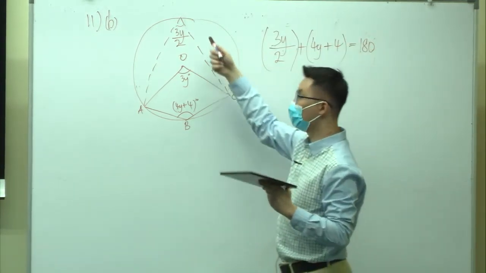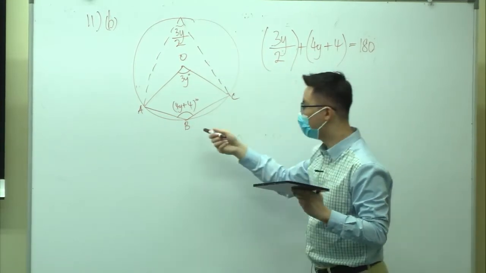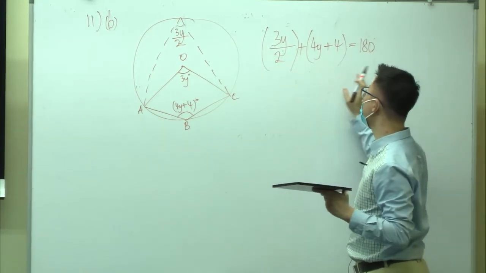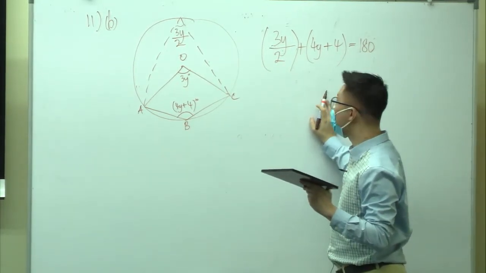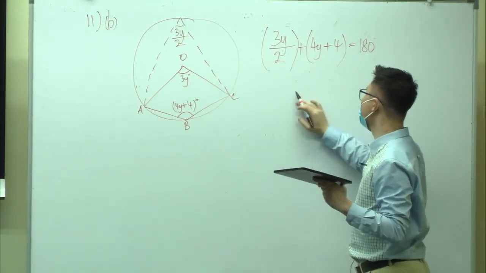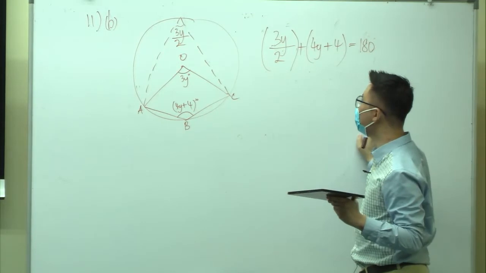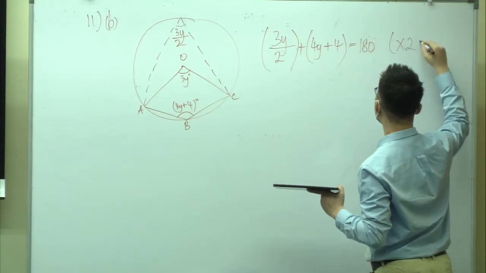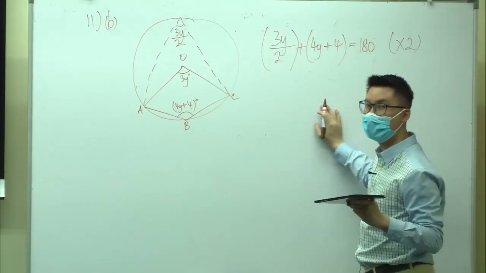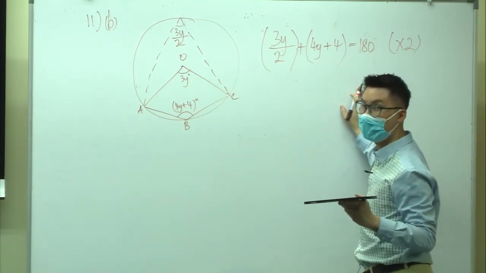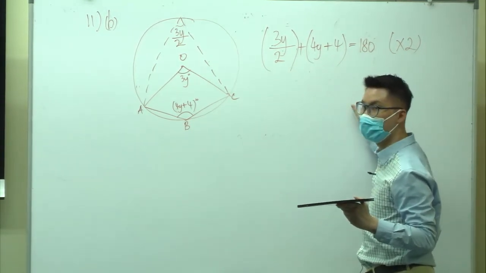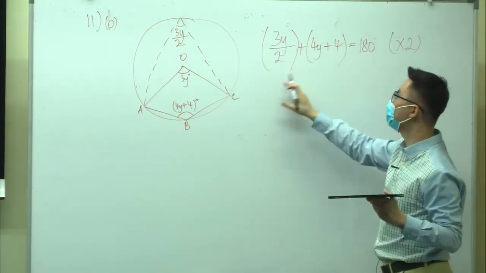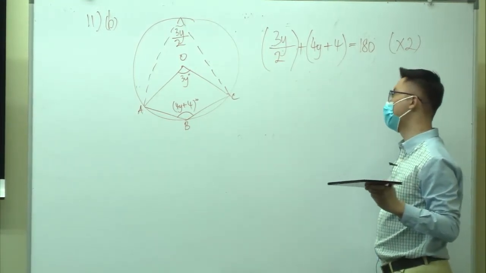This angle refers to the angle here, and this angle is angle B here. So these two angles, you add them together, you get 180. From here, how do we solve? You see, here we got a fraction. You want to remove the denominator, so you just need to times 2. When you times 2, both sides need to be multiplied by 2. Every term you need to times 2, not only this one, but all three terms.